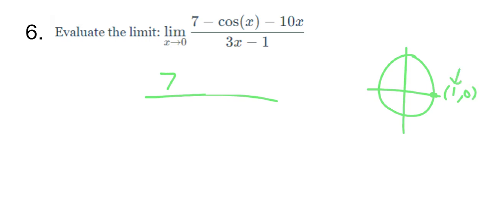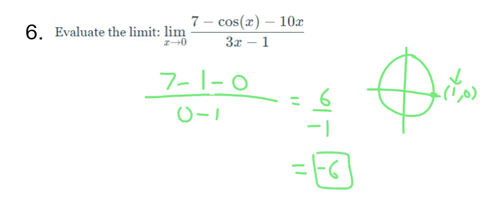So we've got 7 minus 1 minus 10 times 0, which is 0. And then we have 3 times 0, which is 0, minus 1. Oh, we're going to get an answer just from direct substitution, which I love. 7 minus 1 is 6, and 6 over negative 1 is negative 6. So yay, be on the lookout for those on Delta Math. Because why go through pain and suffering if you don't have to? Direct substitution first.